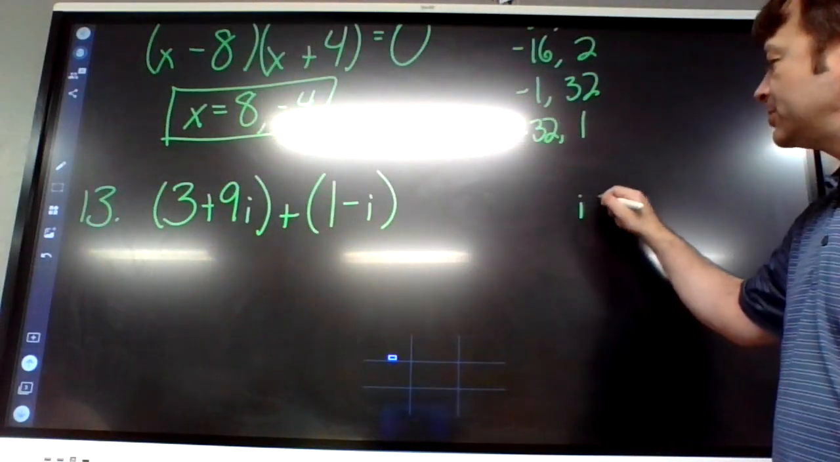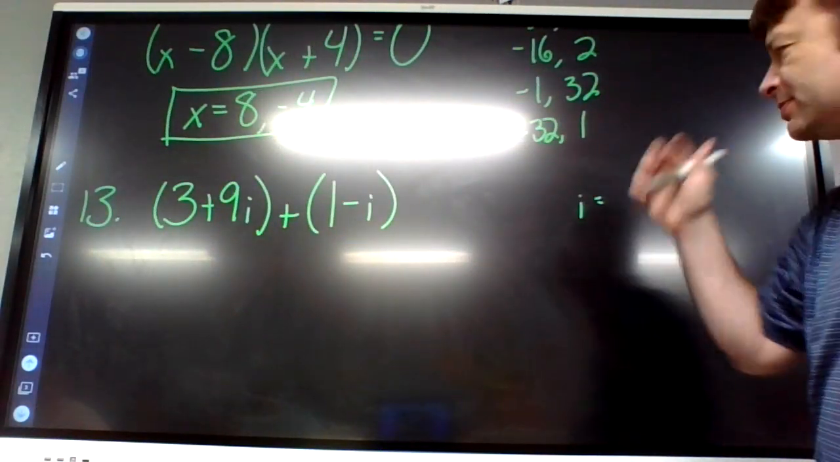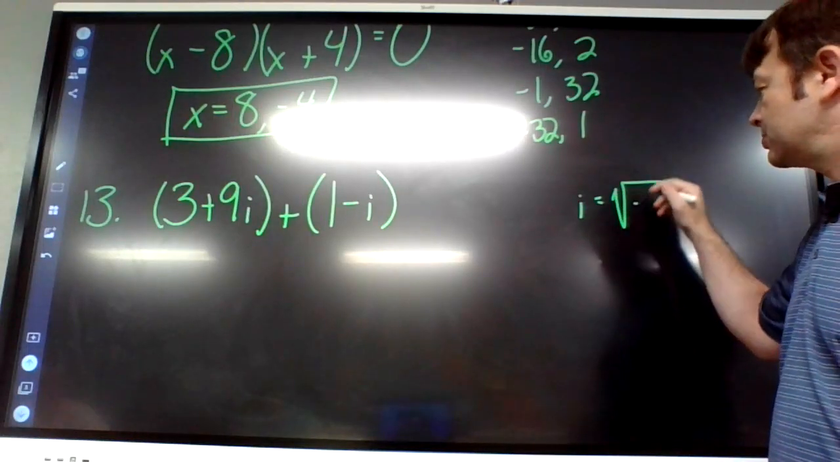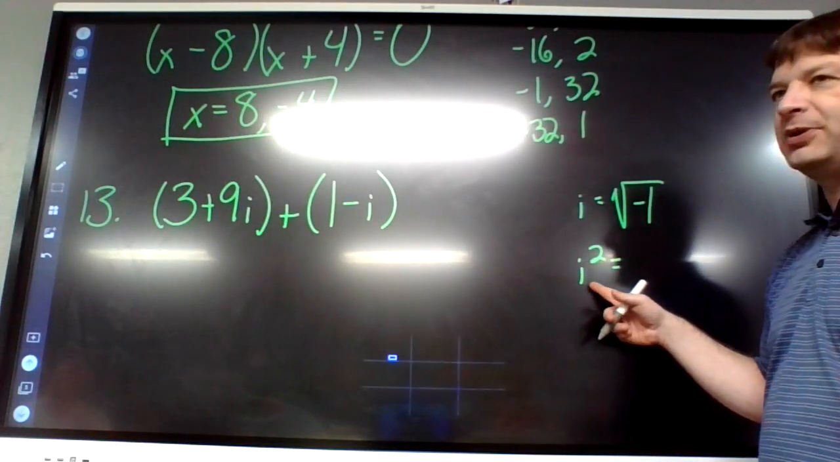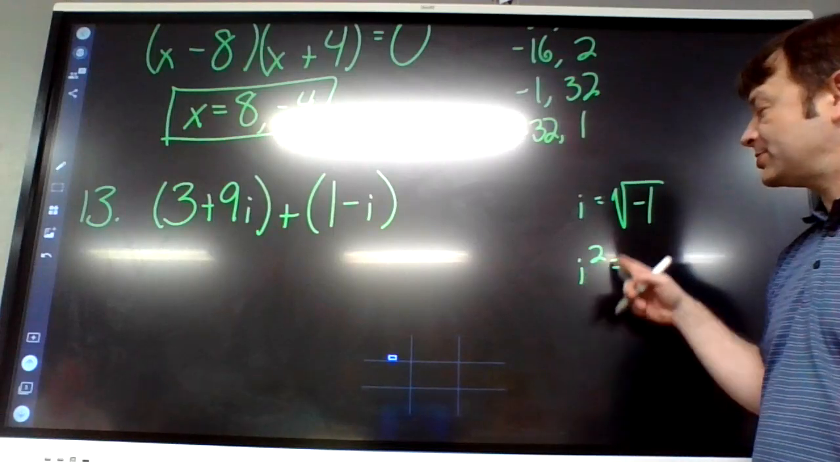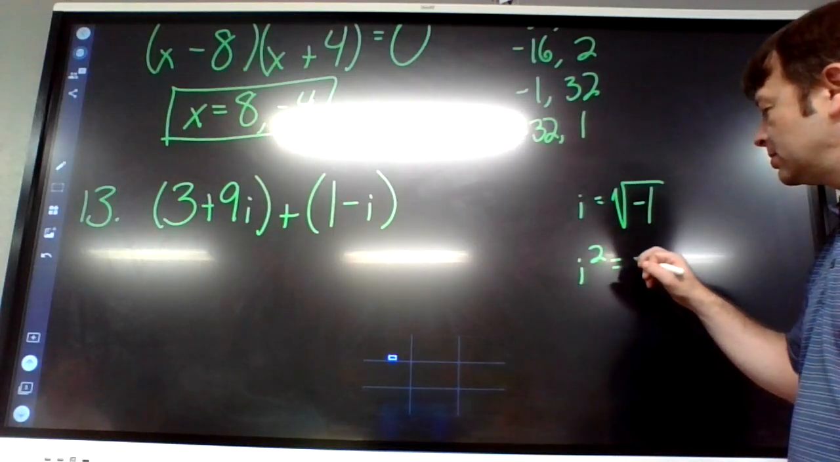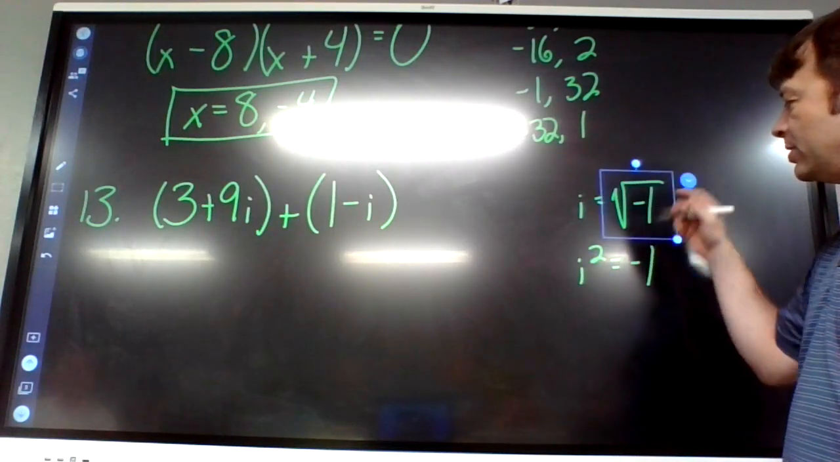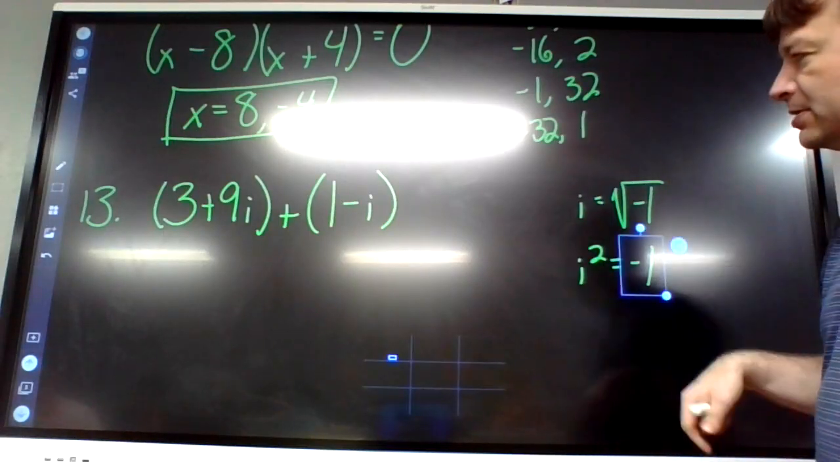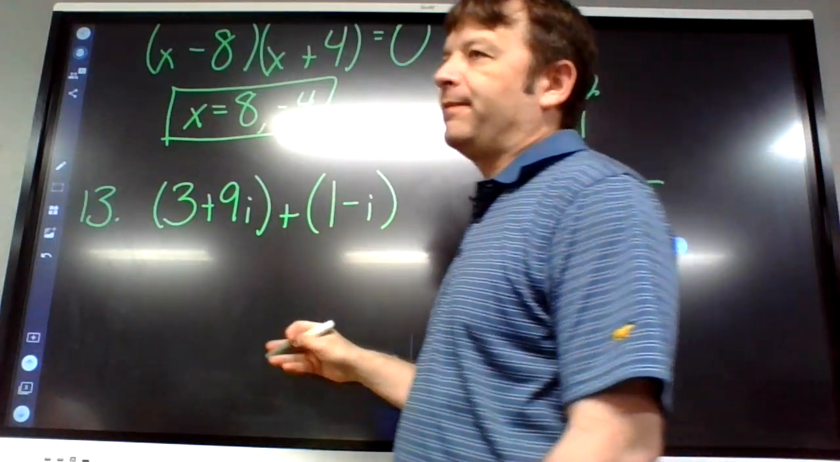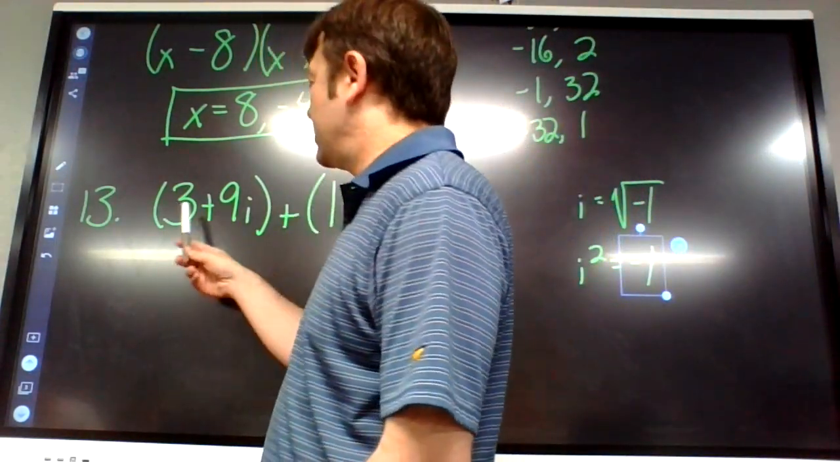Okay, do you guys remember what i is equal to? Square root of negative 1. So what's i squared? If you get an i squared, that's when it changes. What does i squared turn into? Negative 1, because when you square a square root, it just becomes that. You understand, Ethan? Okay. Probably not, but that's okay. We'll figure it out as we go.